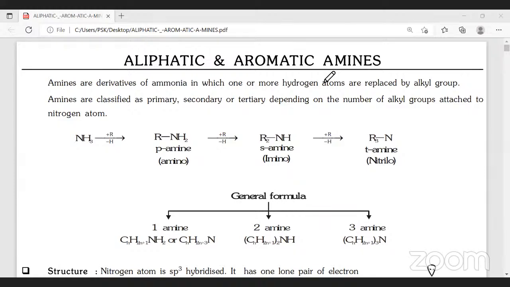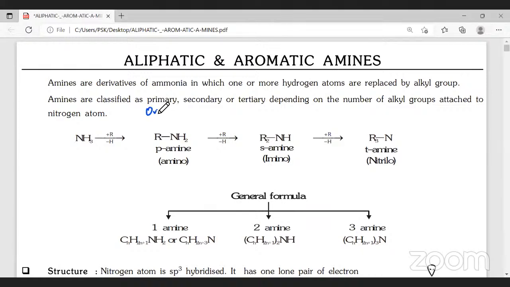If you can concentrate on these small chapters, amines, biomolecules, and polymers, you should be in a position to get 15 marks in organic chemistry. So organic chemistry in part D, you will be getting for 15 marks. So these three small chapters, if you can concentrate, you will be in a position to score all 15 marks.